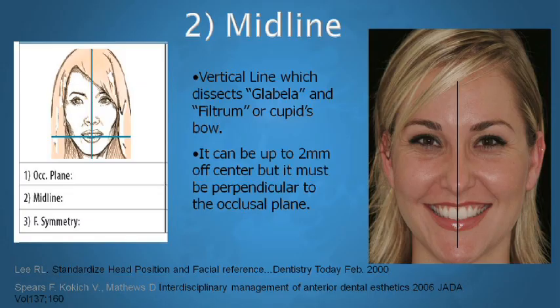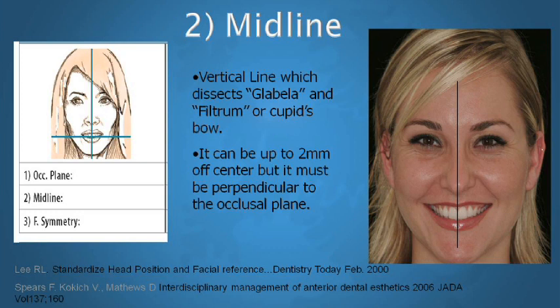The next parameter is midline, and midline is also a very important parameter because if we have a midline that is off to the right or to the left, the patient is not going to have a very symmetrical appearance. Now, the good news about midline is that there's certain things that we do know. We know that if the midline is perpendicular to the occlusal plane, it actually is pretty acceptable, even if the midline is slightly to the right or to the left.